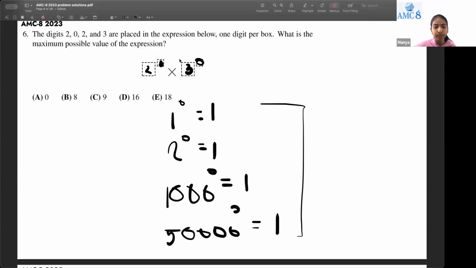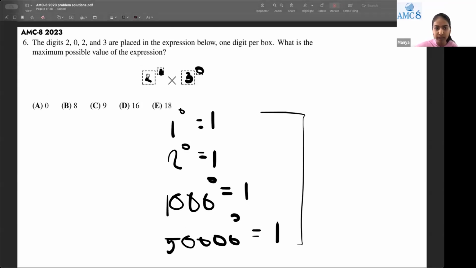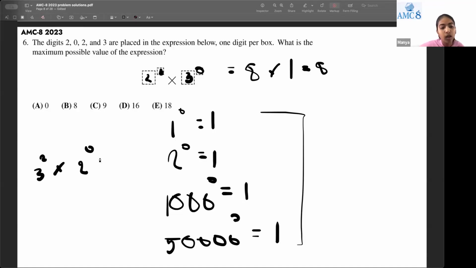So 2 to the power of 3 here is going to be equal to 8. 8 times 1 is just going to be equal to 8. But is this the largest value? Well, let's put a question mark for this one. How about we can try 3 to the power of 2 times 2 to the power of 0. And we're going to be getting 9 times 1 is going to be equal to 9. So 9 is the largest value so far.